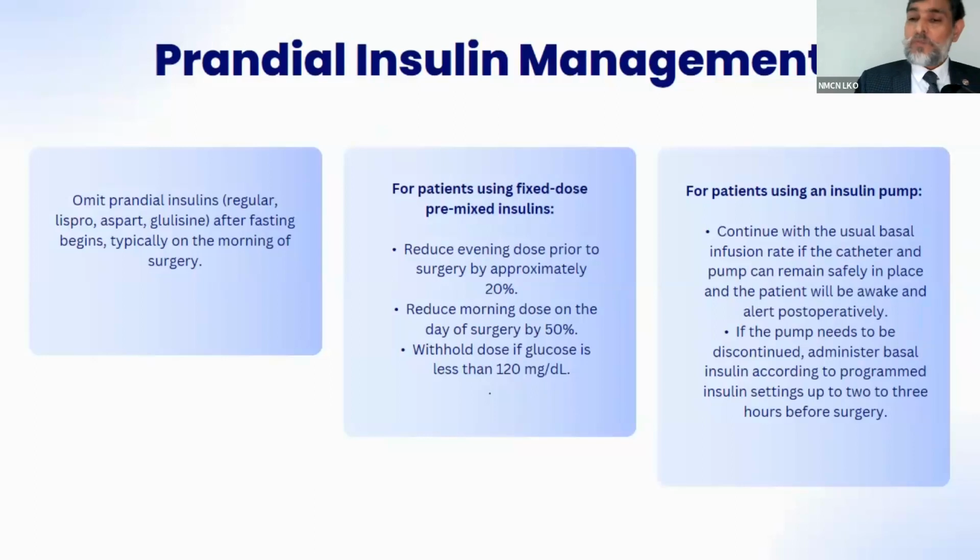For patients using an insulin pump, continue with the usual basal insulin infusion rate if the catheter and pump can remain safely in place and the patient will be awake and alert post-operatively. And if we think the patient is not going to be alert, then we have to stop the insulin pump and shift them to multi-dose therapy. If the pump needs to be discontinued, administer basal insulin according to programmed insulin settings up to 2 or 3 hours before the surgery.